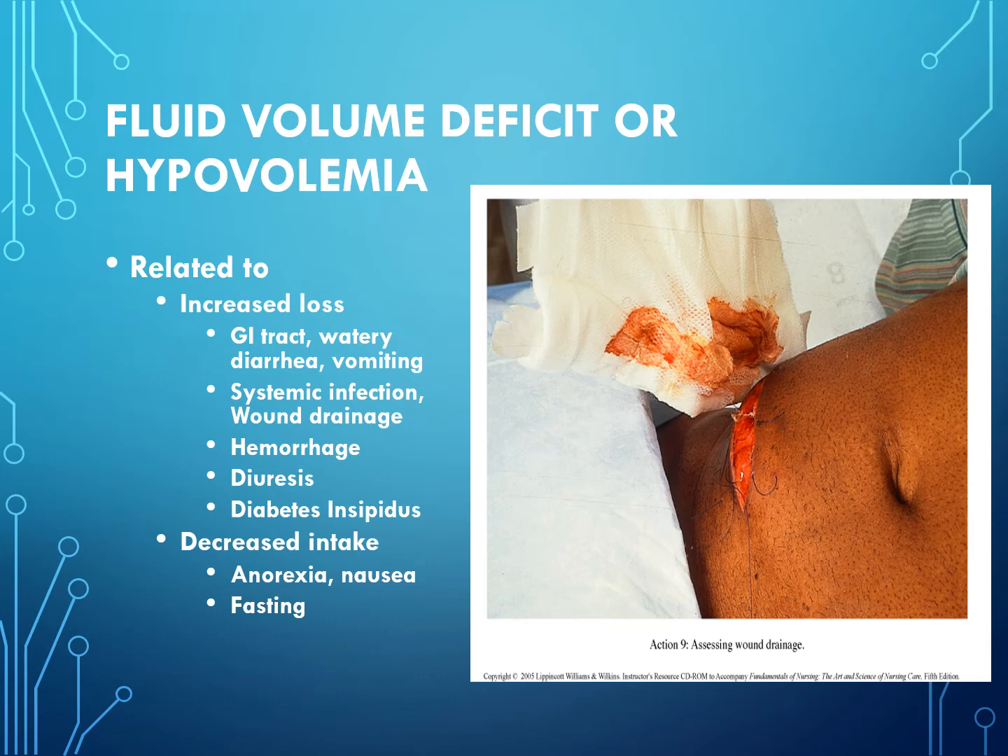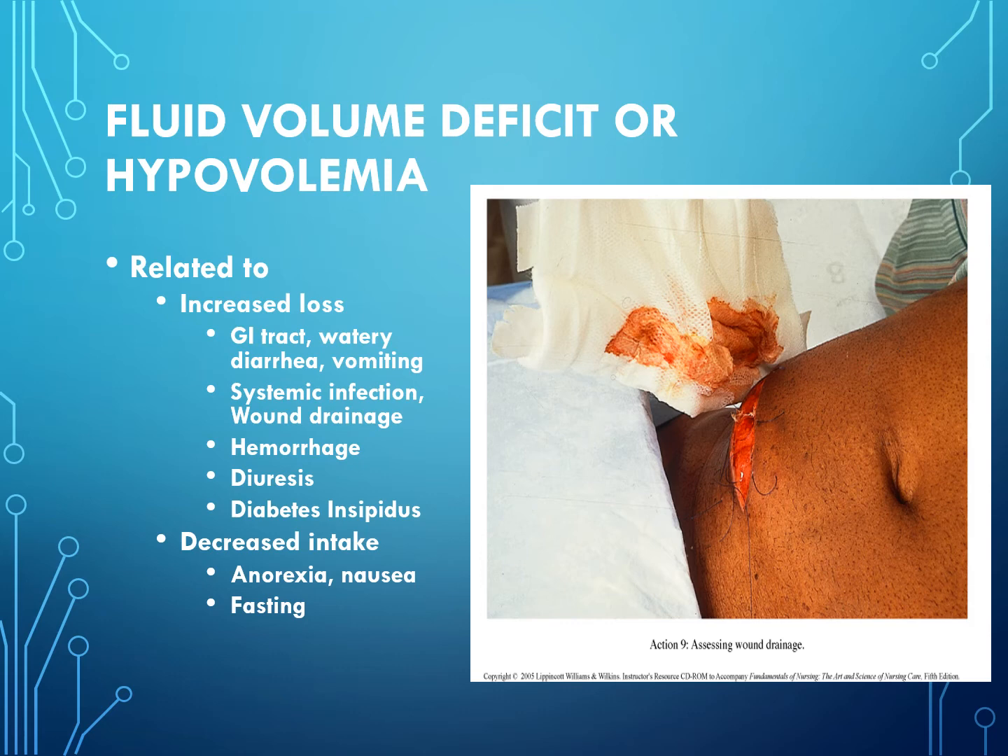Fluid volume deficit or hypovolemia. Those two terms can be used interchangeably. Make sure you are comfortable with both. So fluid volume deficit or hypovolemia, the most common type is isotonic fluid loss, where you lose more fluid than you absorb. This can be due to diarrhea, or you absorb less fluid than you excrete from vomiting. And it's going to be in equal amounts with the electrolytes. Isotonic is going to be equal.